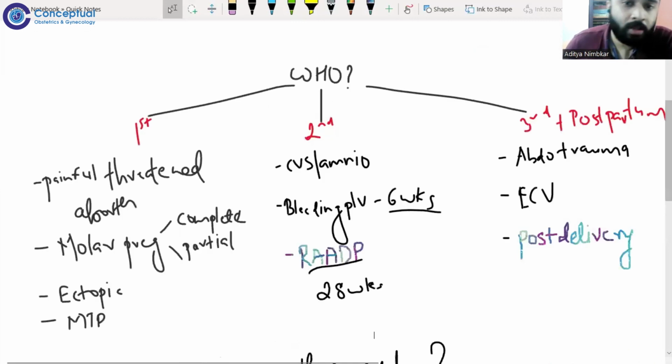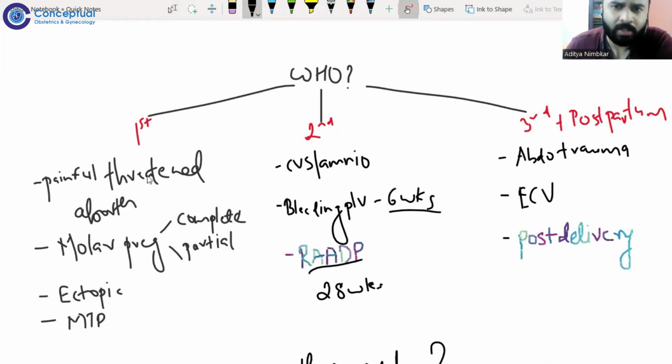So, the first thing that I'll be doing is dividing this pregnancy into three parts. It is the first trimester, then the second trimester, and the third trimester, along with which I have also clubbed the postpartum period.